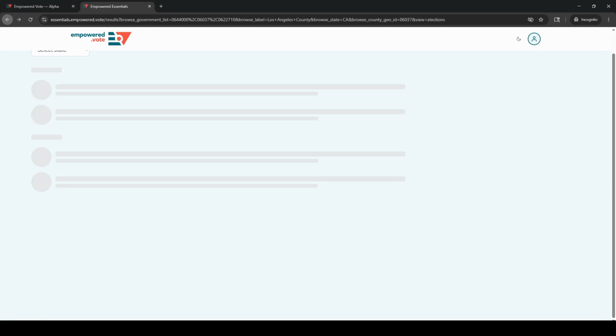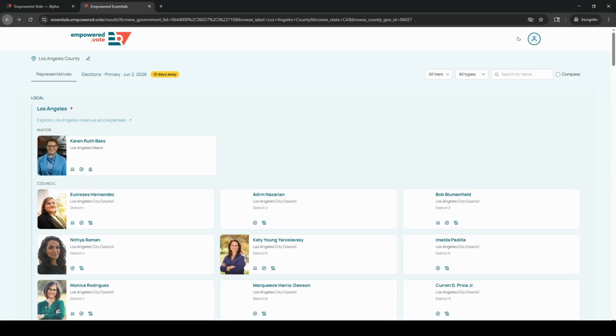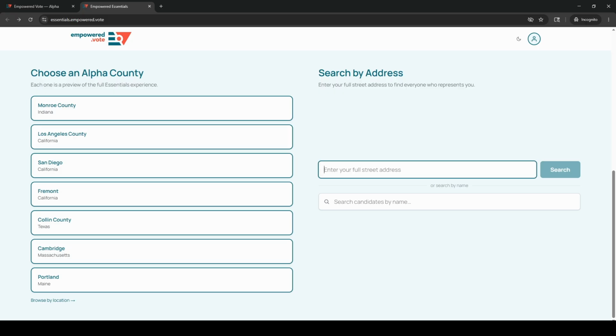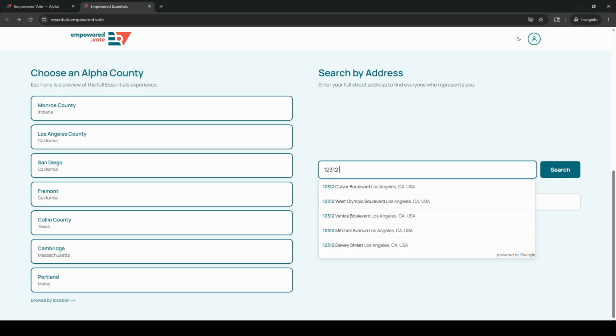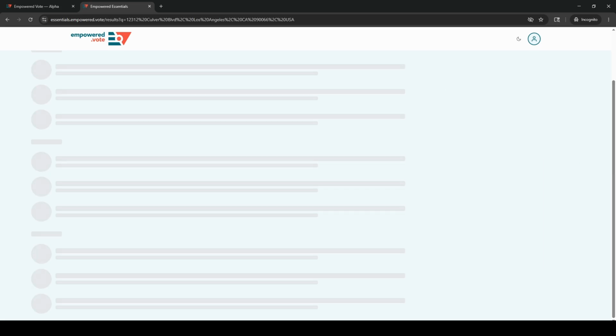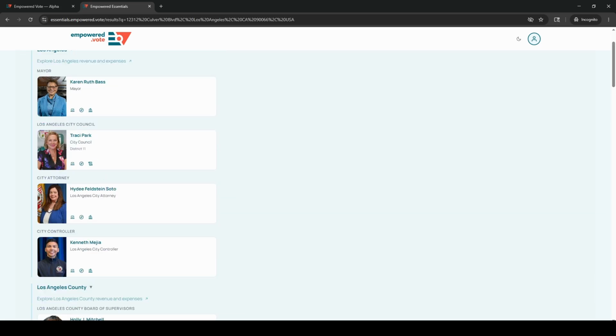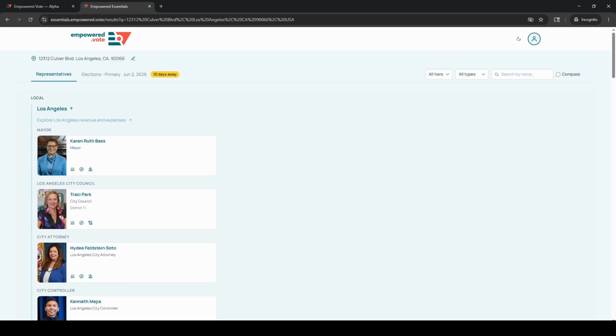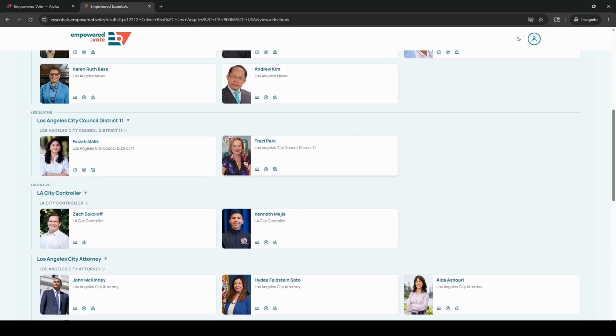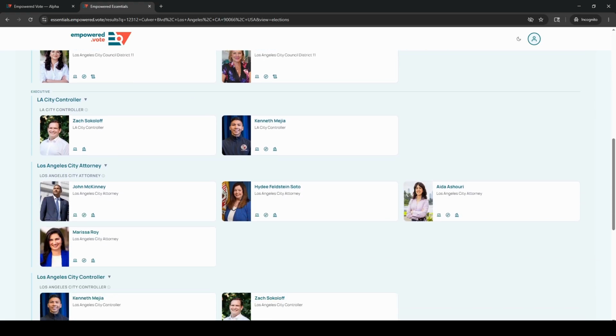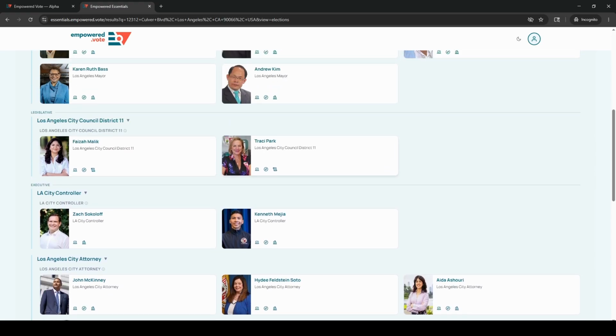And if I were to go here instead, these are all the people at my address. So I don't get all of the districts. They're just limited to the people I'm looking at. And then if I click on elections here, it's just the people who I'm voting on. For instance, Tracy Park or Faiza Malik, and what that looks like.